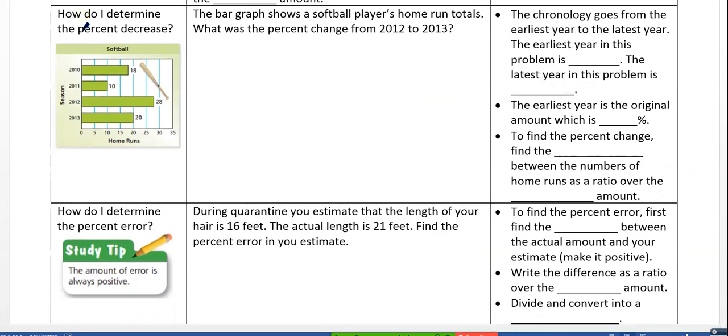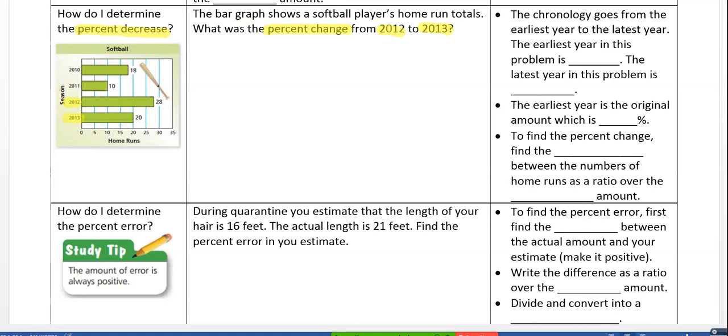Okay, how do I determine the percent decrease? Okay, the bar graph shows the softball player's home run totals. What was the percent change from 2012 to 2013? Okay, I have the season here, 2010 through 2013. Here are the number of home runs. The years we care about are 2012 and 2013. Okay, beginning amount, the original amount was 28.